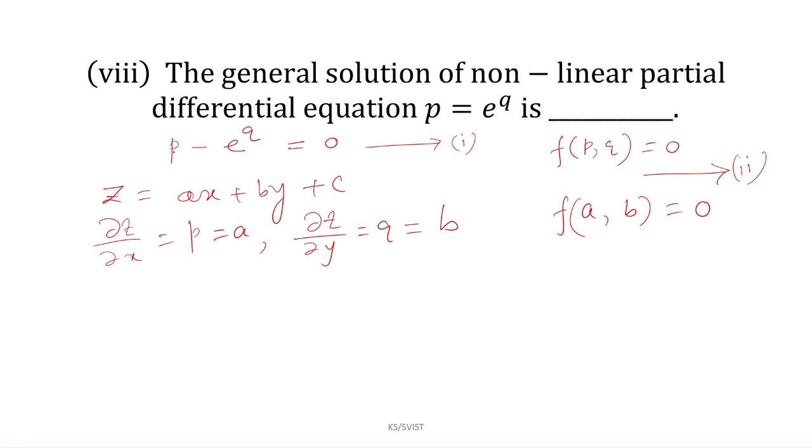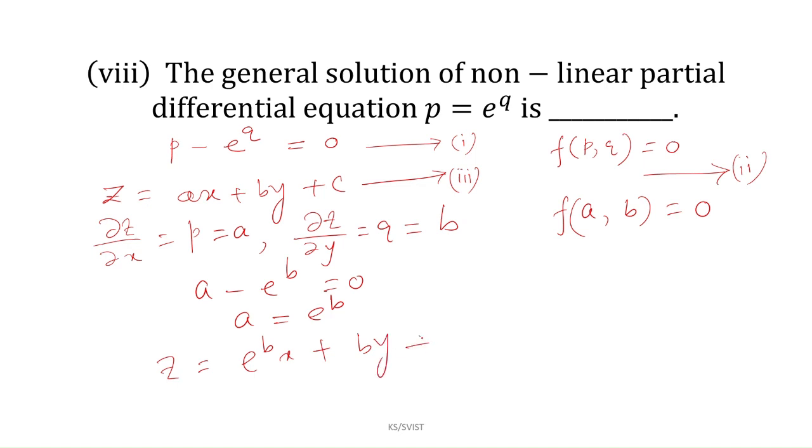Let us put p equal a and q equal b in equation 1. Then we will get a minus e power b equals 0. So a equal e power b. Now let us put a equal e power b in this equation. Say this equation is 3. So we will have z equal e power b x plus by plus c. This is the required solution.